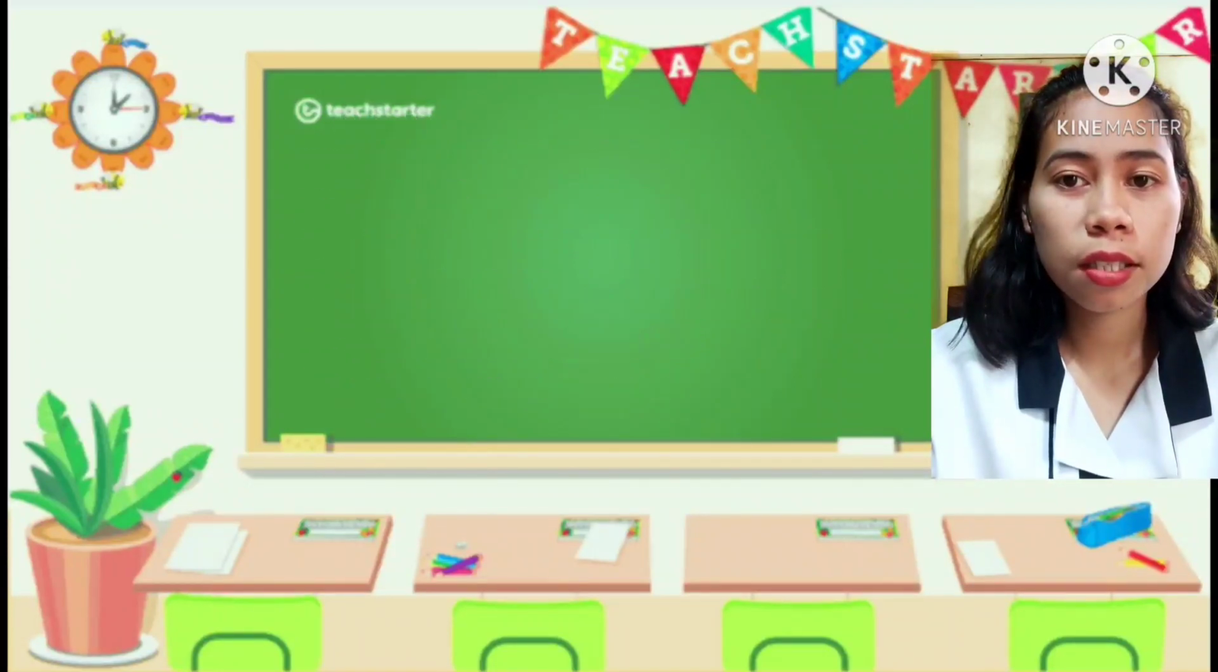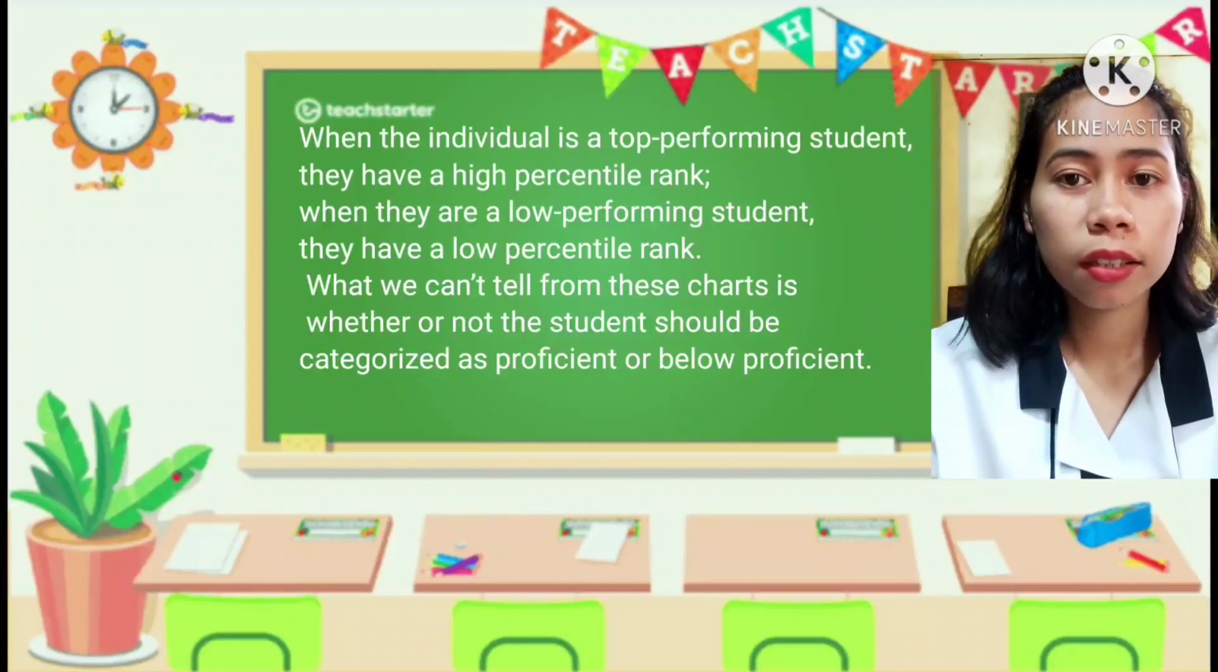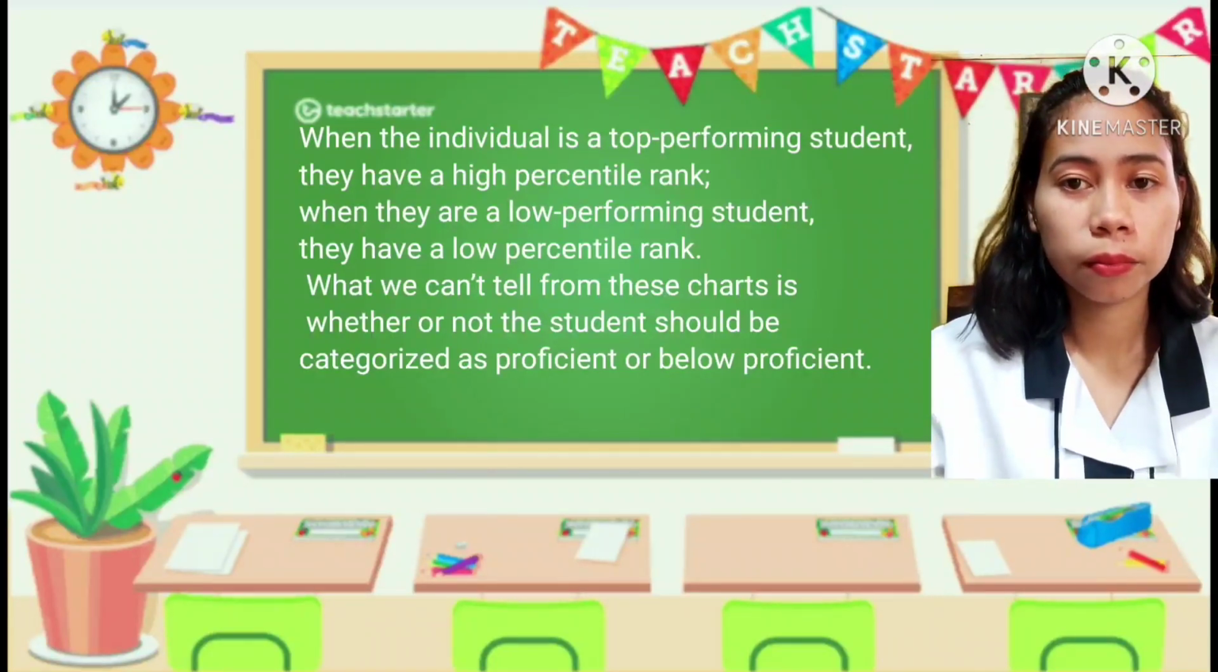When the individual is a top performing student, they have a high percentile rank. When they are a low performing student, they have a low percentile rank. What we can tell from this chart is whether or not the student should be categorized as proficient or below proficient.